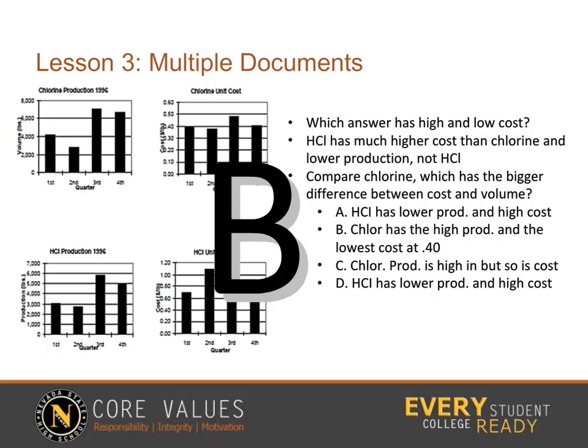When comparing the chlorine production, they're very close. 7,000 versus roughly 6,500. The third quarter is only slightly higher. The cost, however, is not as close. 0.4 versus 0.49, almost 0.5. The fourth quarter is much lower than the third. This means that the fourth quarter will have a bigger difference between production and cost than the third quarter, which is what we needed to find. B is the correct answer. Click to the next slide when you're ready to continue.